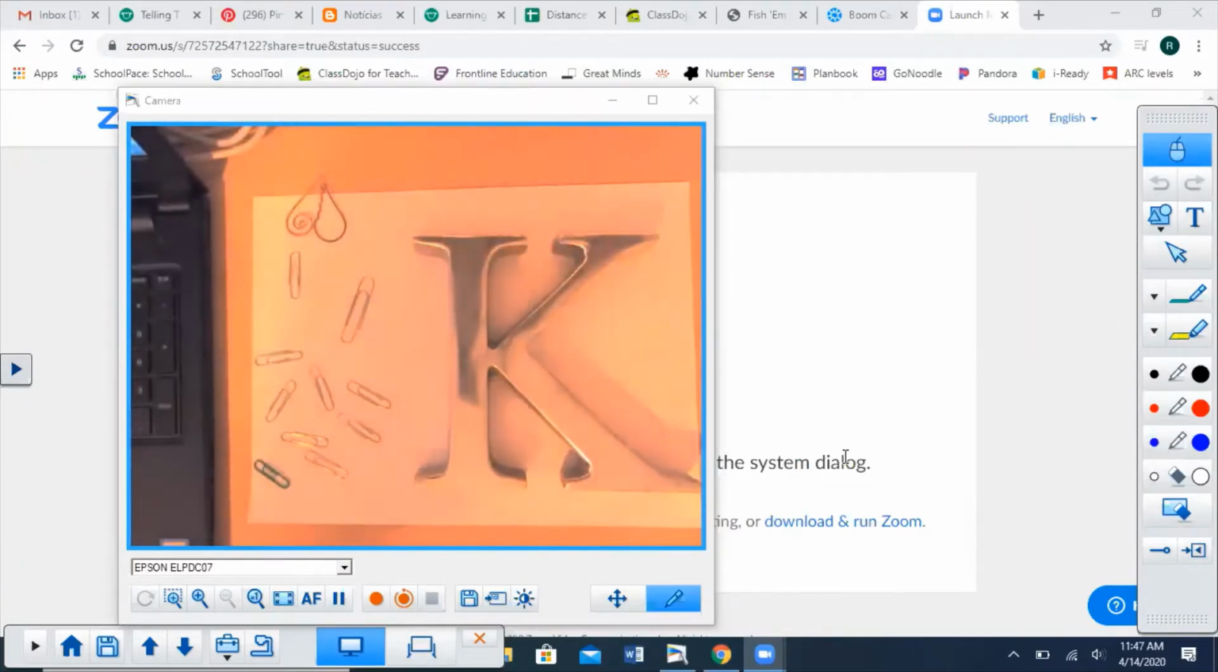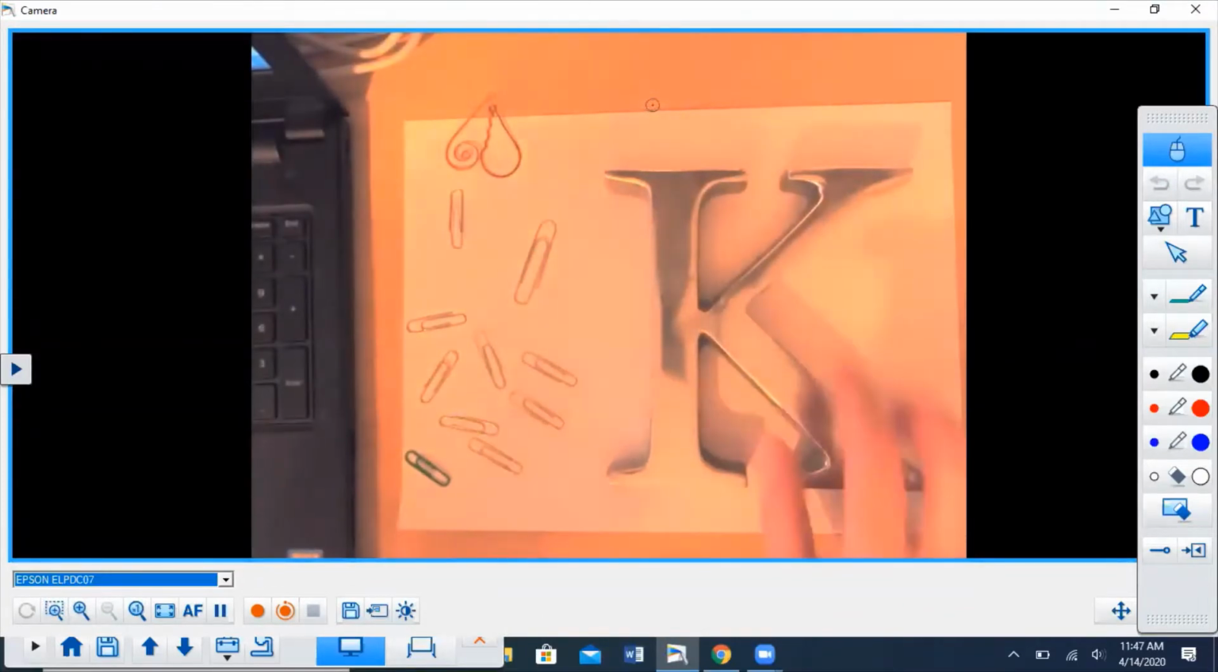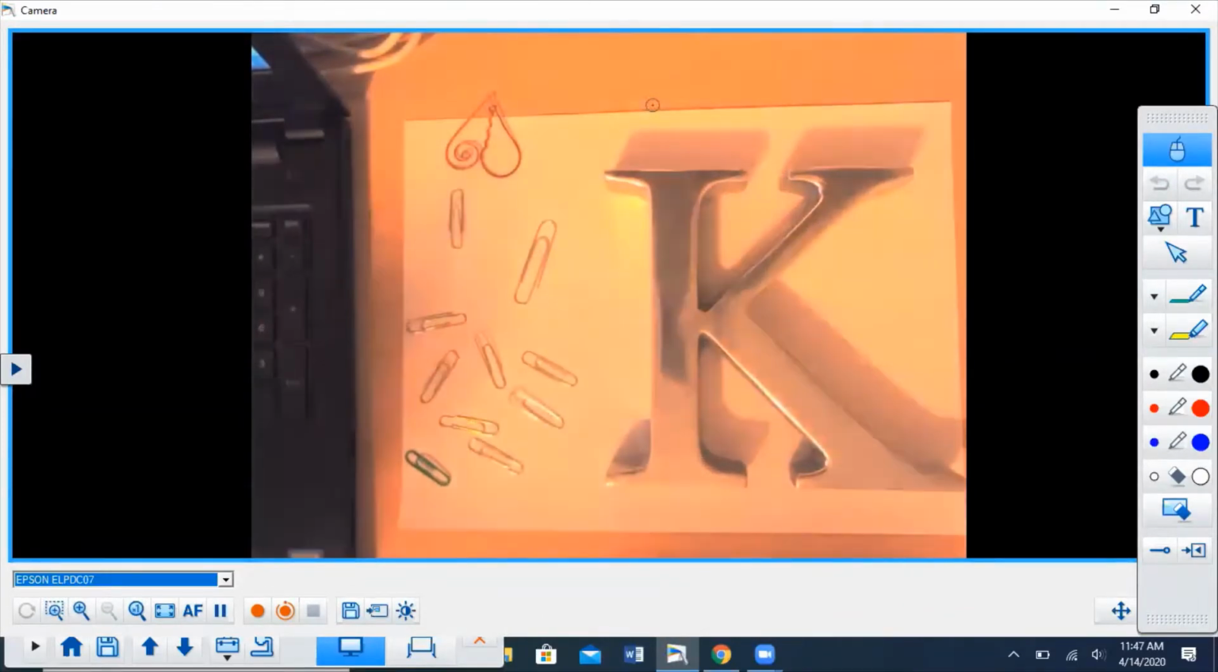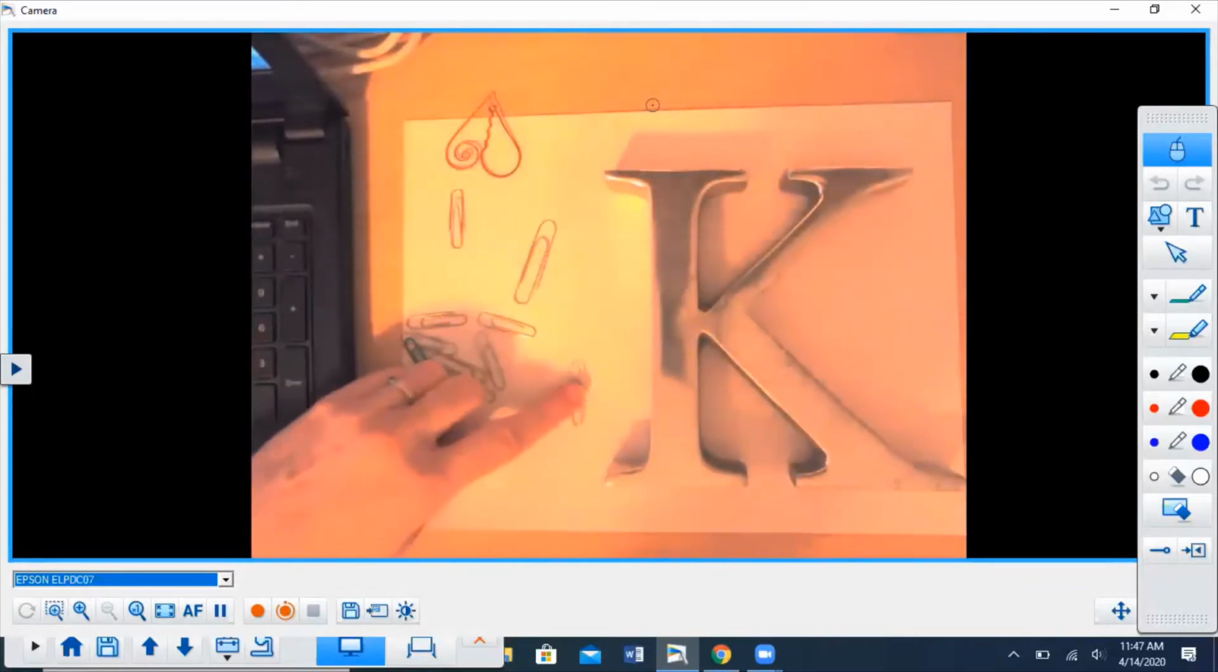Today we are going to be comparing two objects by using the same unit of measure and then comparing them and telling how much longer than or how much shorter than the object is. All right, so we're going to start off measuring this K. It's a metal K, and I want you to help me out. So I'm going to start measuring right there.